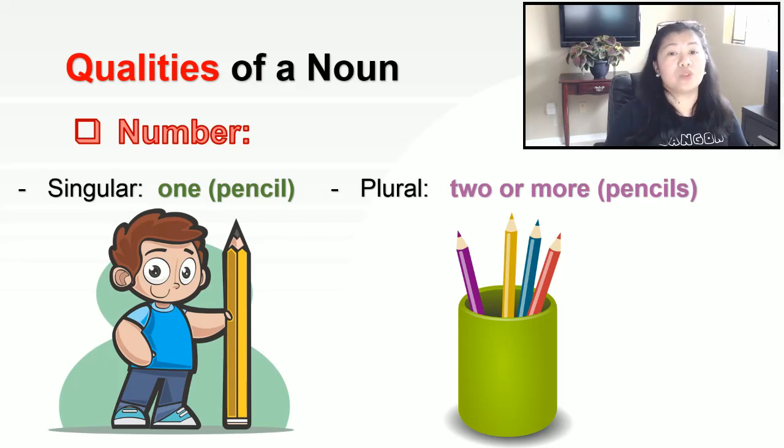And what we do to modify the nouns in terms of the number, we simply add s or es to the word or the noun.